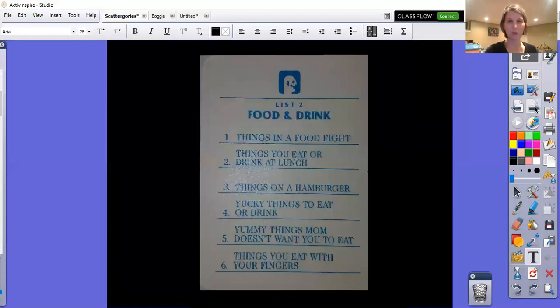List two, food and drink. Number one, things in a food fight. Number two, things you eat or drink at lunch. Number three, things on a hamburger. Four, yucky things to eat or drink. Five, yummy things mom doesn't want you to eat. Six, things you eat with your fingers.